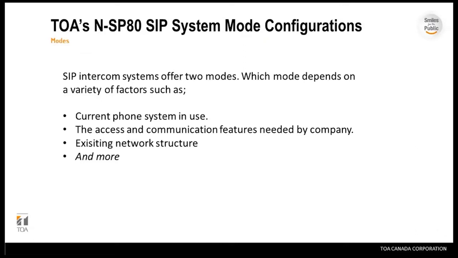SIP intercom systems work in 2 different modes. Which mode depends on a variety of factors, such as the current phone system in use. Is there a SIP IP phone system presently in the facility? The access and communication features needed by the company. The existing network structure. So there are a few different things, and more, that determine how you configure the SIP intercoms.